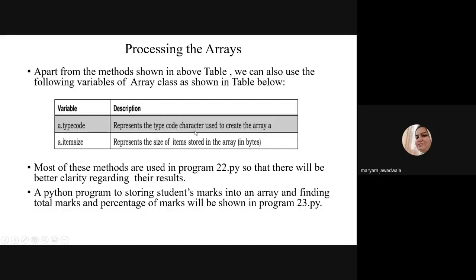It represents the typecode character used to create an array, right? It means whether your array is integer type, float type, or character type, it will show you. And the second one, a.itemsize, represents the size of an item stored in the array, in bytes.